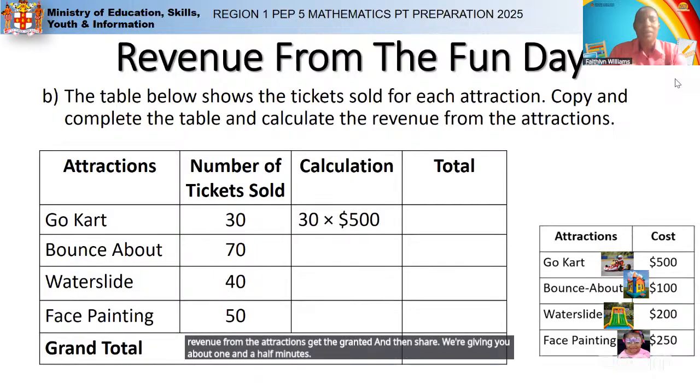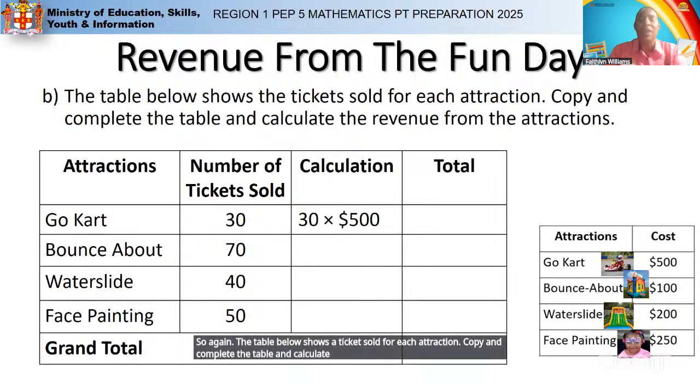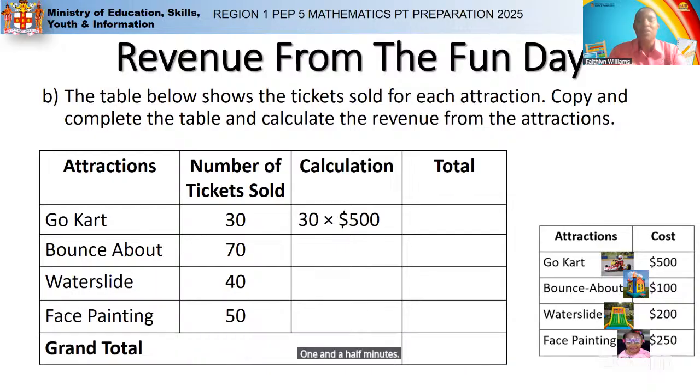So again, the table below shows the tickets sold for each attraction. Copy and complete the table and calculate the revenue from the attractions. 1.5 minutes to get it done quickly and be ready to share.